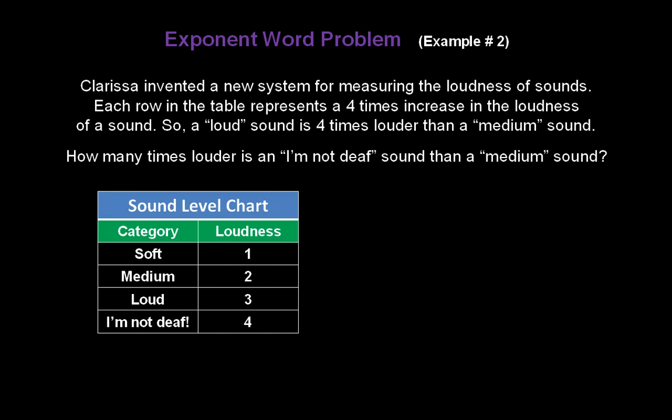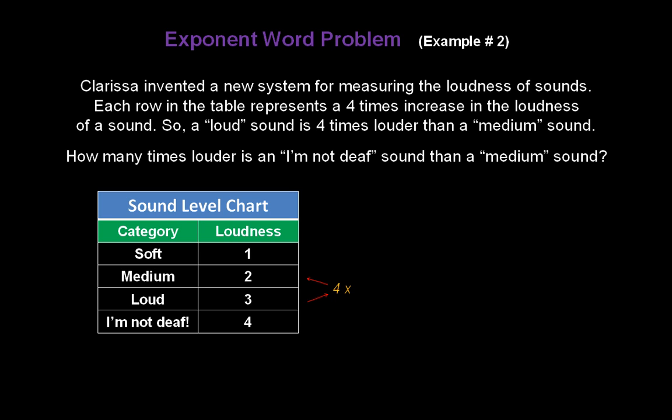Now let's do an exponent word problem. Clarissa invented a new system for measuring the loudness of sounds. Each row in her table represents a 4 times increase in the loudness of a sound. So a loud sound is 4 times louder than a medium sound. We want to know how many times louder is an I'm not deaf sound than a medium sound.